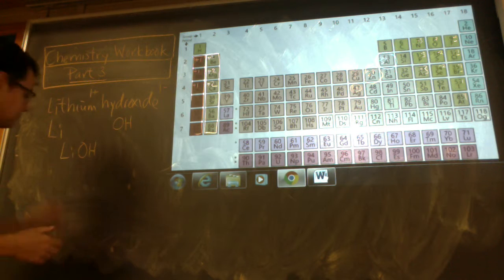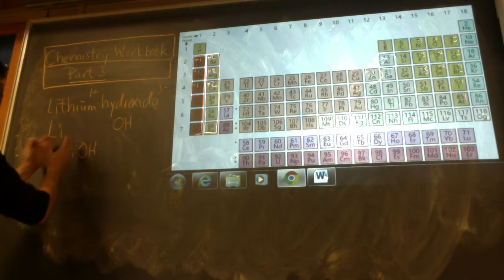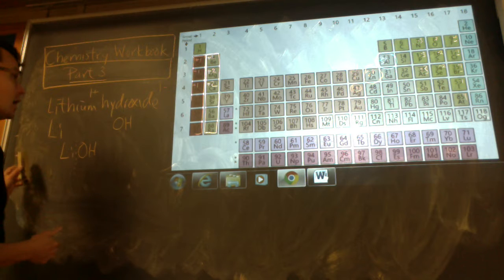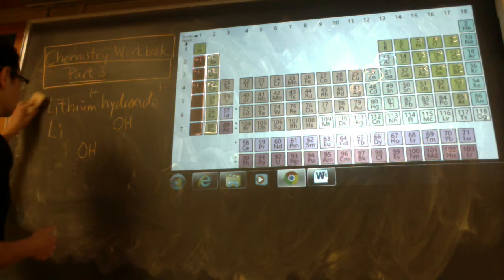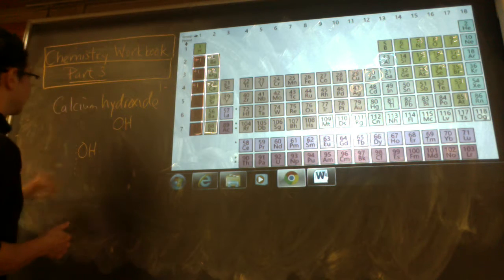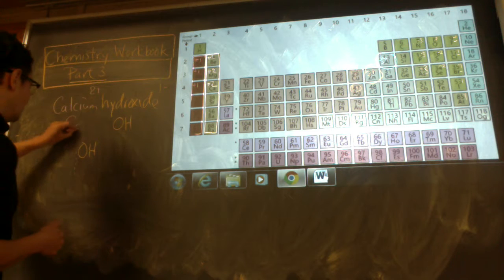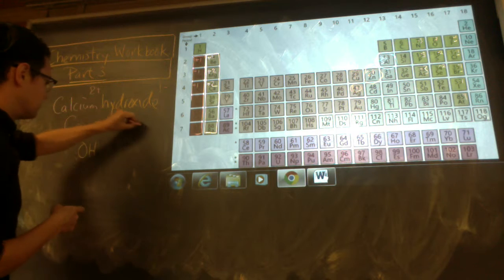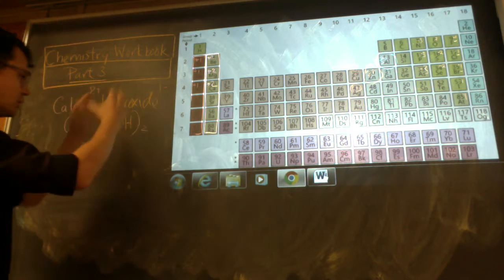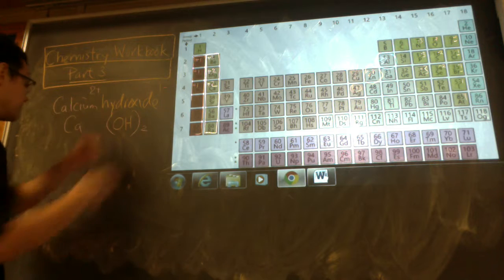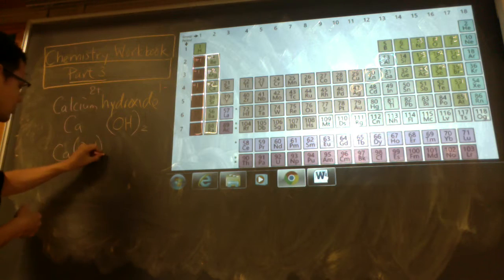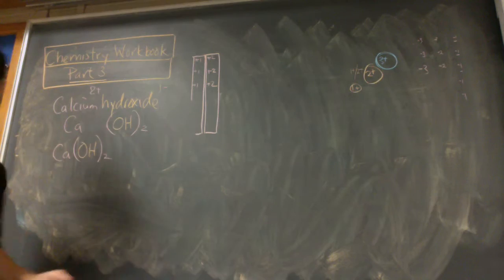But when you see that, LiOH, you need to think, here's my positive side, and here's my negative side. All right, if it had been calcium, which is 2 plus, we would have to go 2 down here, but it has to be all of this together, OH, and then another OH. OH2 means you take the whole group, multiply it by 2. So Ca(OH)2 would be calcium hydroxide.